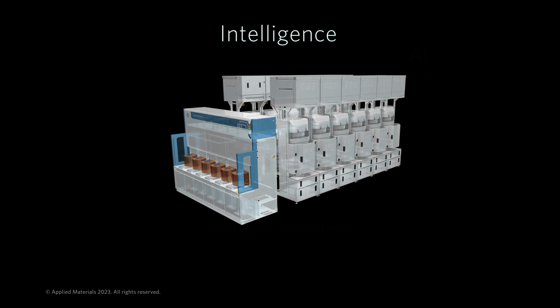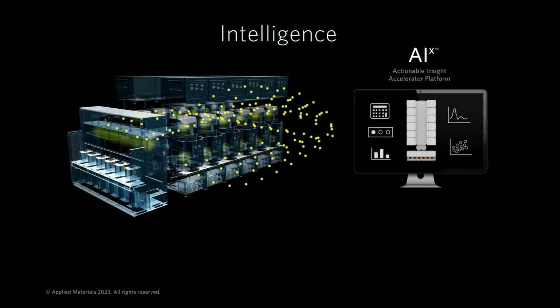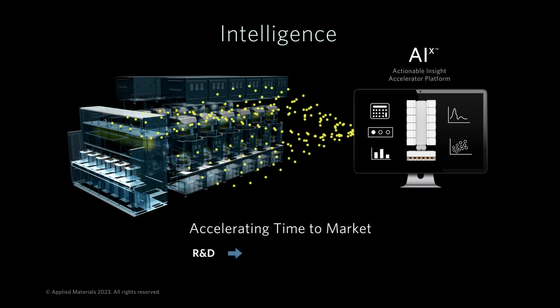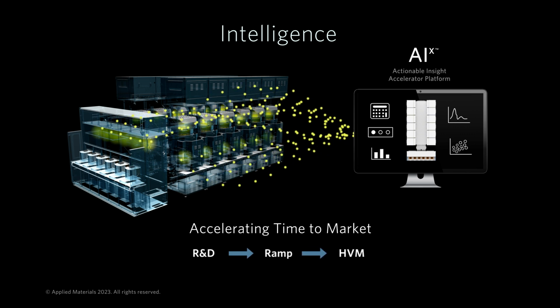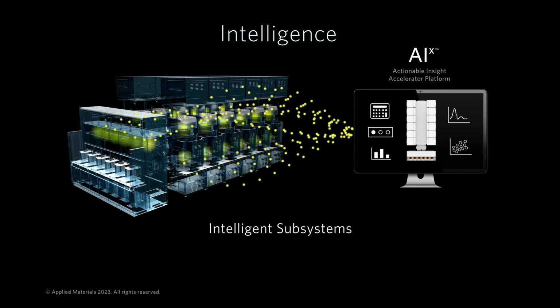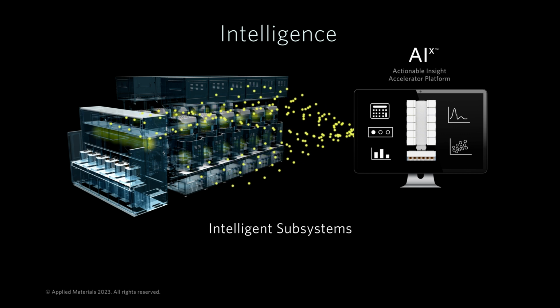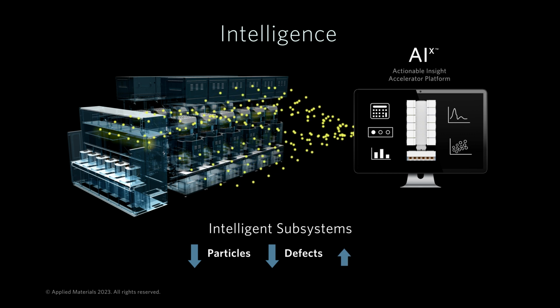Vistara includes thousands of sensors that provide real-time control data. Applied software, including our AIX platform, uses this data to help customers accelerate R&D, tool-to-tool and chamber-to-chamber matching, and post-maintenance startup times. In addition, Vistara uses design and software intelligence to dynamically optimize pump and vent times, helping chipmakers reduce particles and defects to maximize yields.